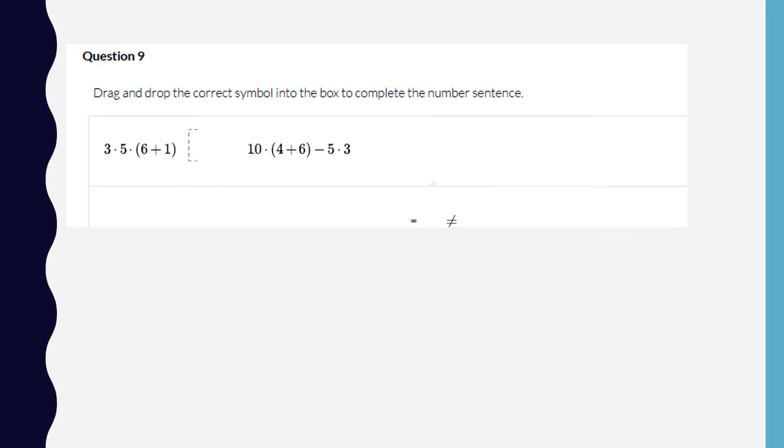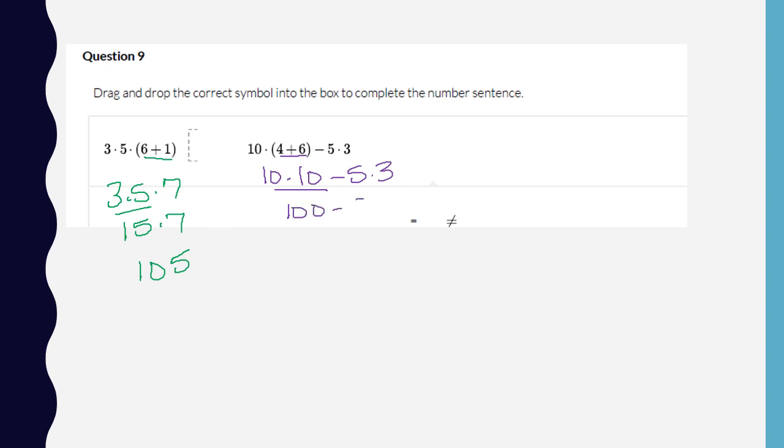Okay, number 9. We're going to do the parentheses first. So 3 times 5 times 6 plus 1 is 7. So now I'm just going to multiply left to right. 15 times 7 gives us 105. And on the right side, going to do the same thing. 10 times 10 minus 5 times 3. So I'm going to start on my left side. 10 times 10 is 100. Just rewrite it. Then I'm going to do 5 times 3, and that gives me 15. And 100 minus 15 is 85. So 105 and 85, those are not equal.